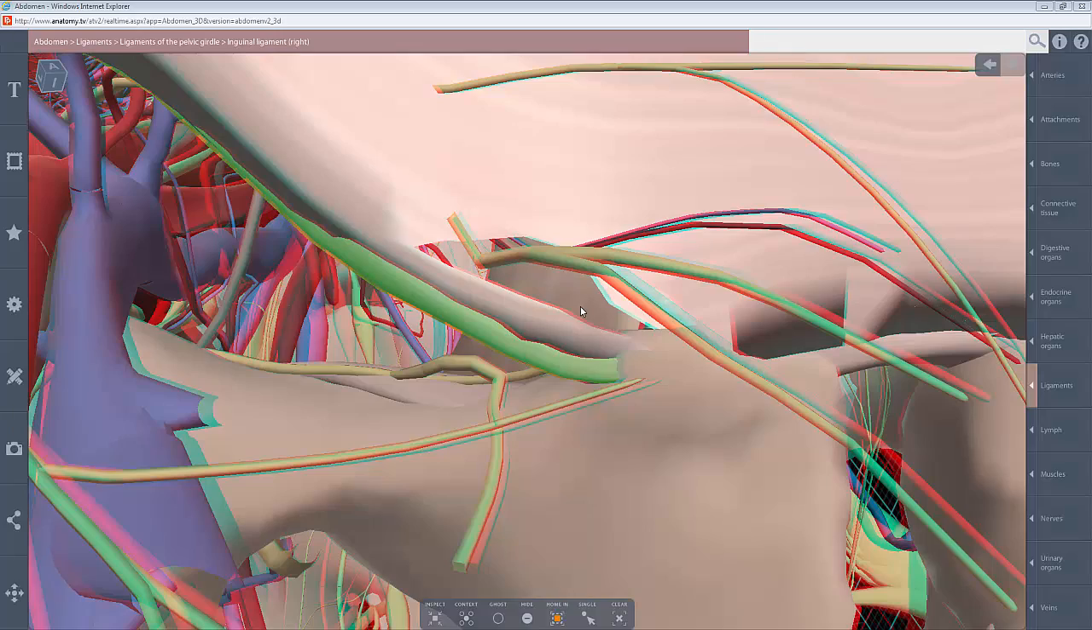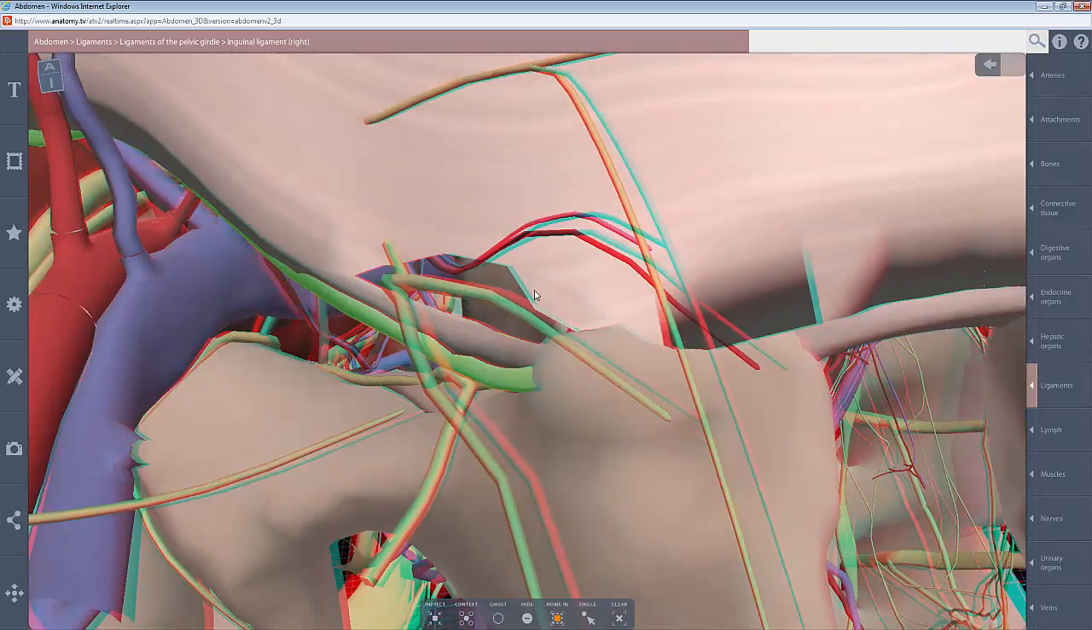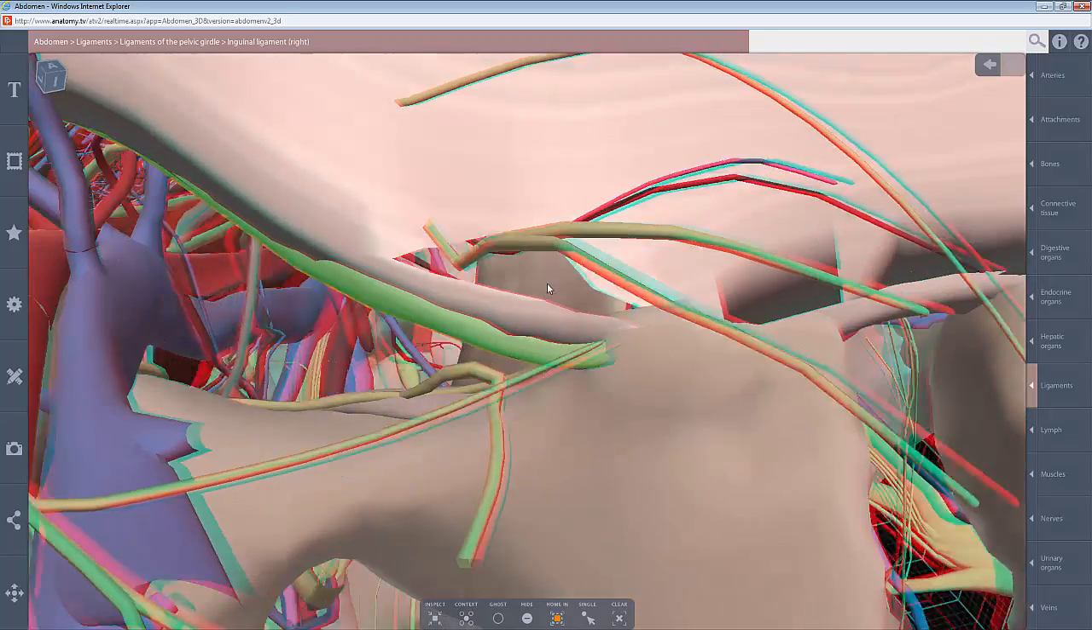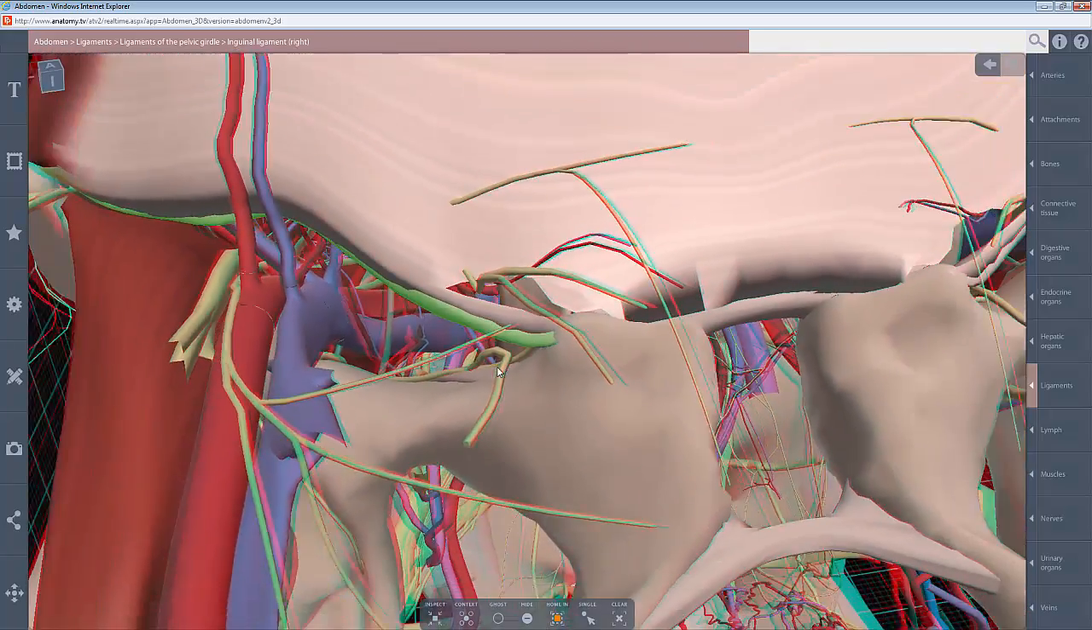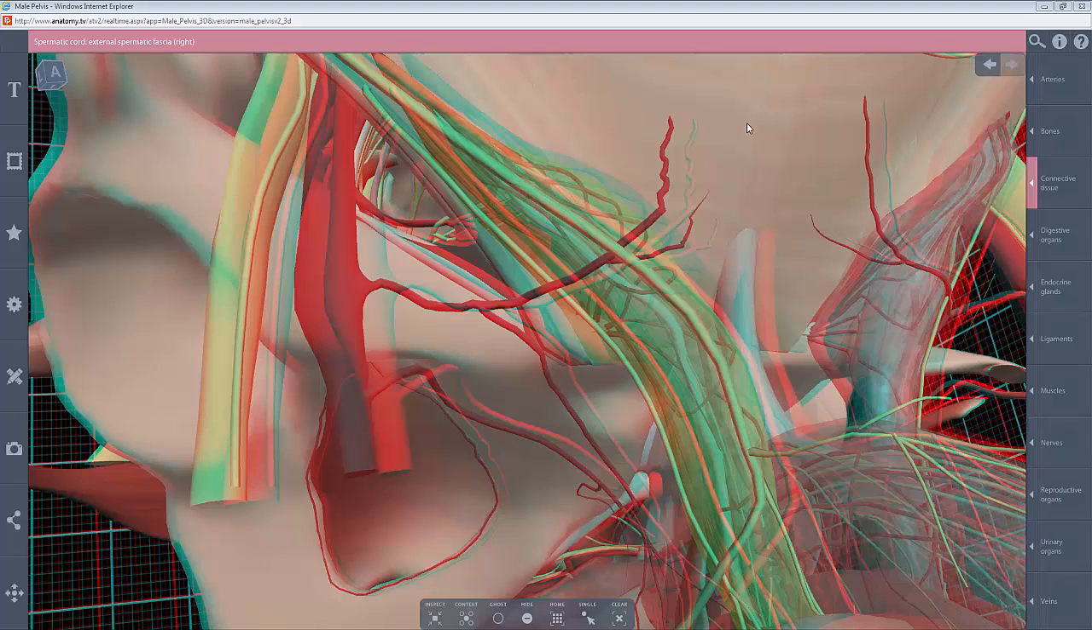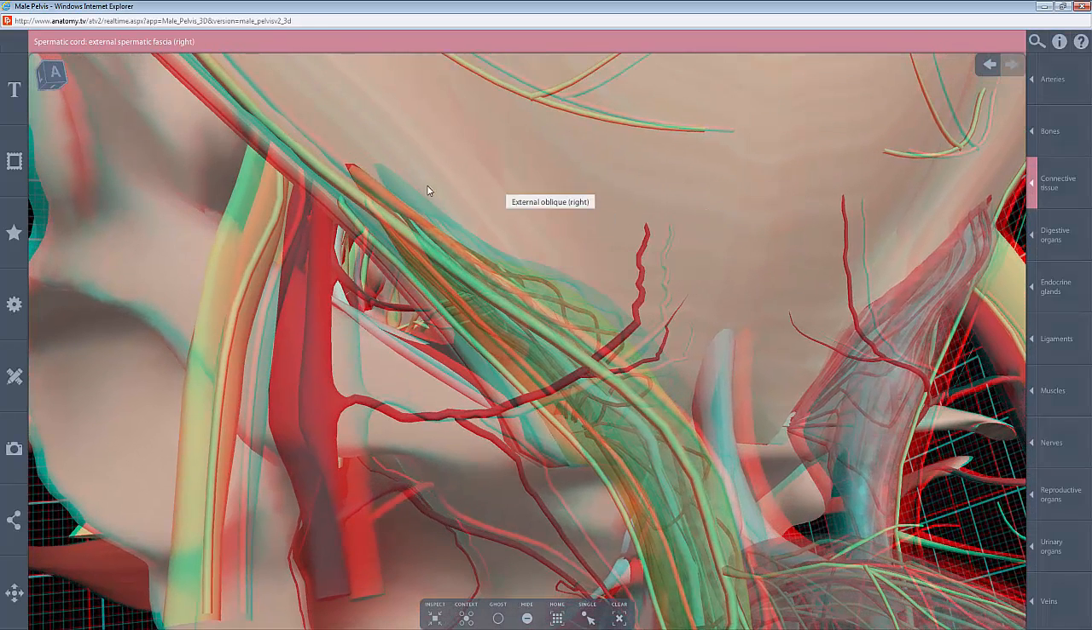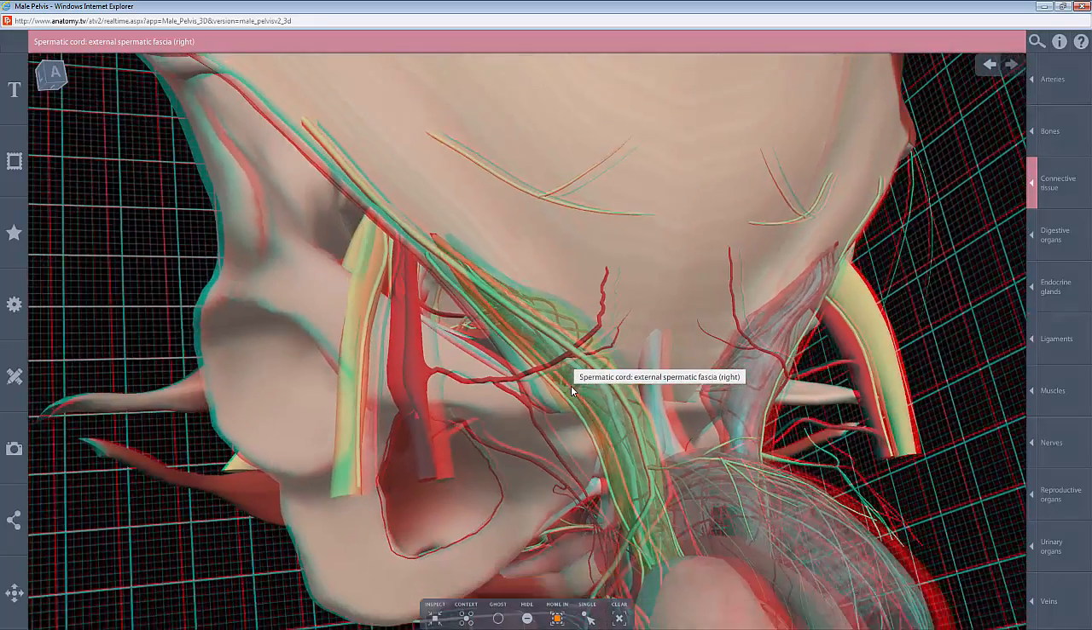Also traversing the superficial inguinal ring is going to be, in females, the so-called round ligament of the uterus, and in males, the spermatic cord. So if we now switch over to a virtual male cadaver, we can see that exiting out of the superficial inguinal ring is going to be the spermatic cord.